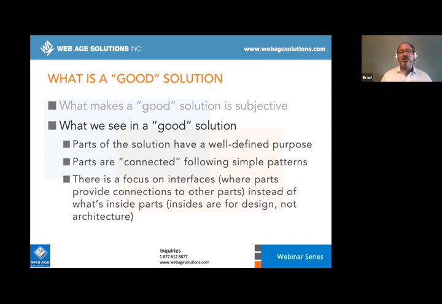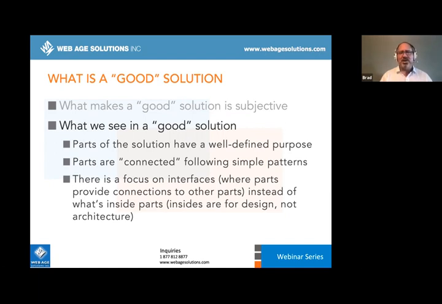Good solutions tend to have parts that are connected following simple, well understood patterns and in a regular way. They're not just willy-nilly all over the place. Then I could look at a diagram of a well-architected solution and I'd see how it hangs together and see patterns of interaction that just kind of make sense. A well-architected solution tends to focus on interfaces instead of what's behind the interfaces. In other words, when I look at a well-designed solution, my metaphorical eye is drawn toward those interfaces, toward the connections. And I don't have to spend a lot of time thinking about what's inside the components.